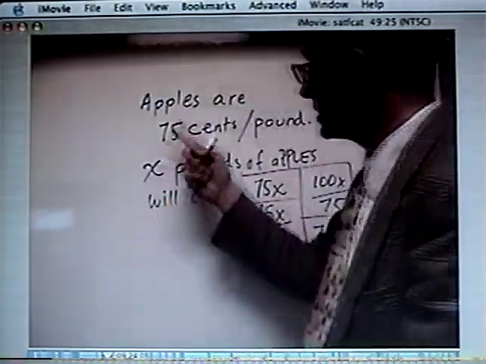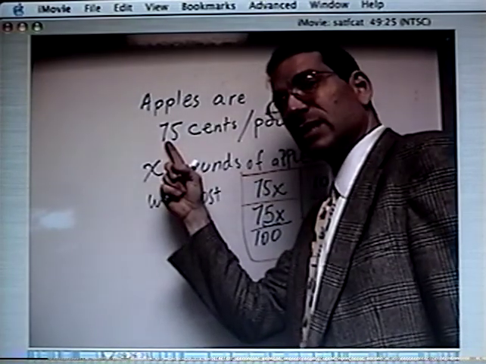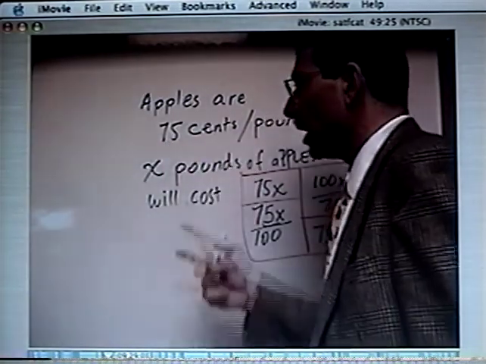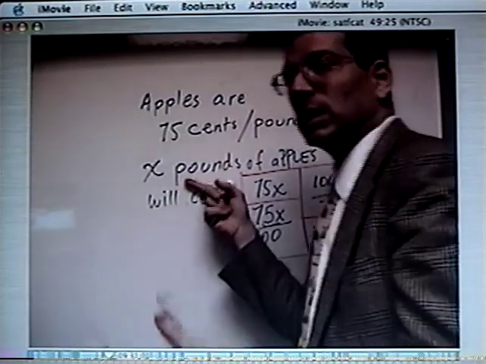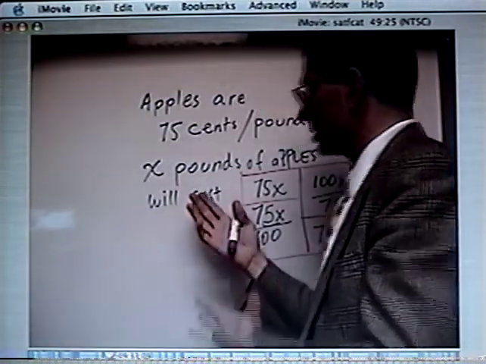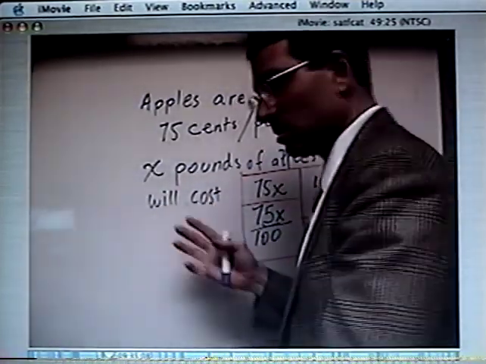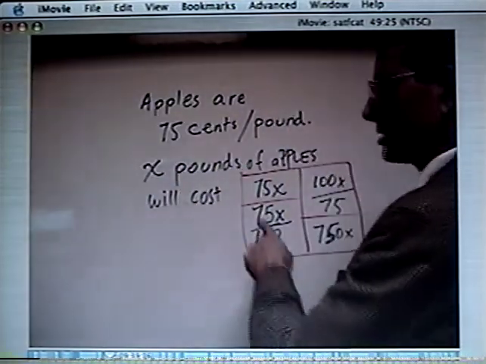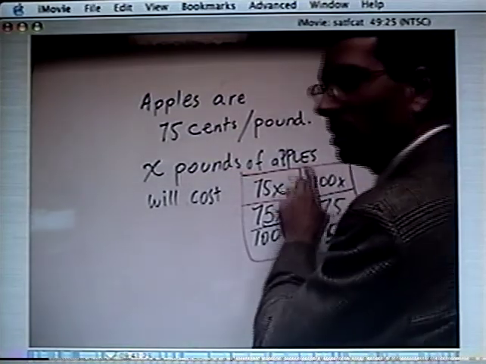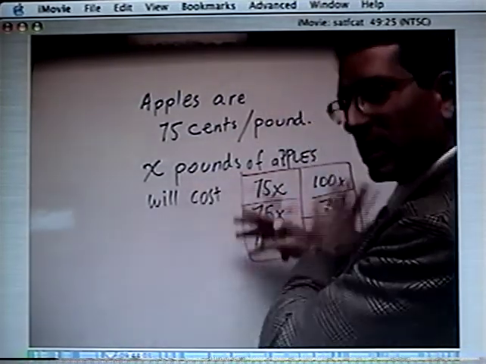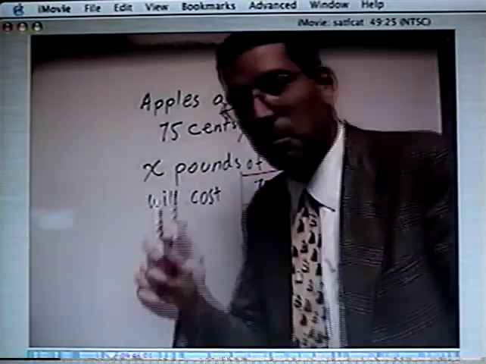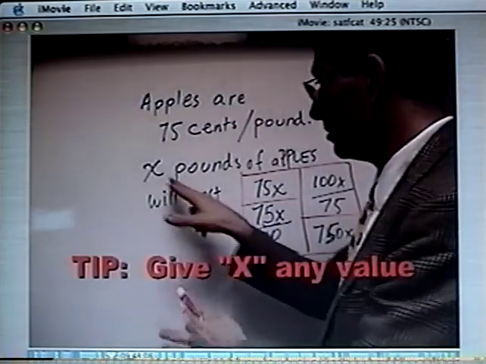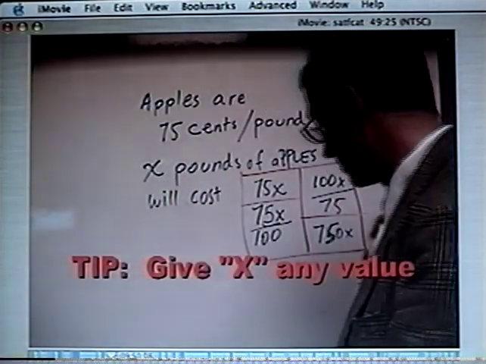Now, let's say that apples are 75 cents a pound. They want to know how much will X pounds of apples cost. X pounds of apples will cost 75x or 75x over 100 or 100x over 75. It's all very confusing. But what if we just say, put a number in for X?